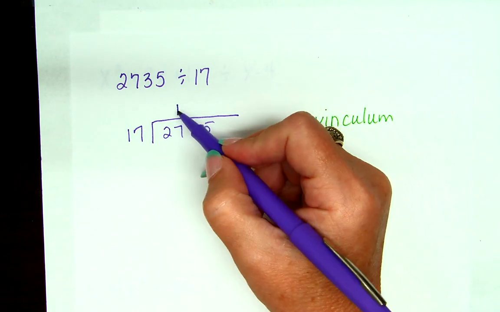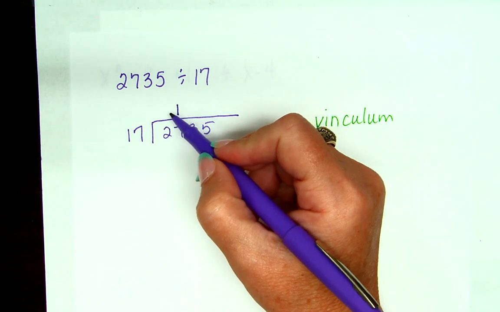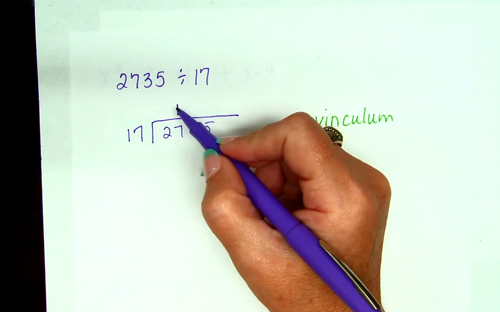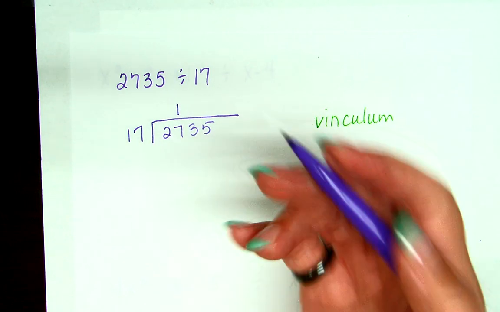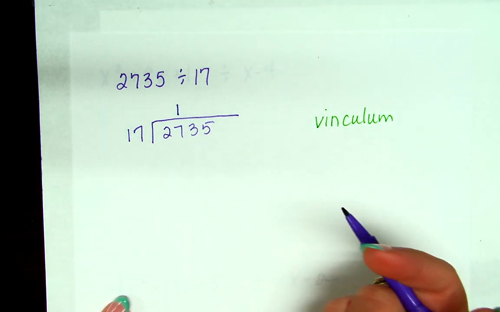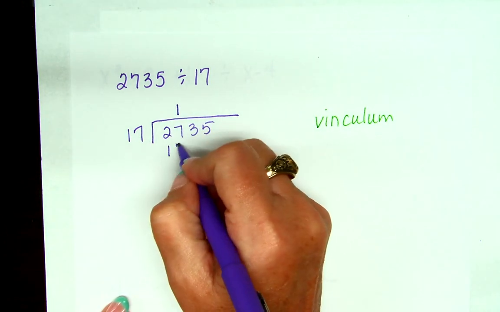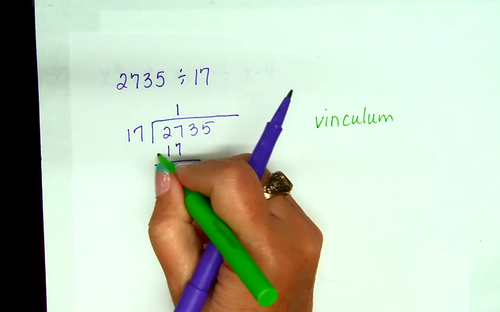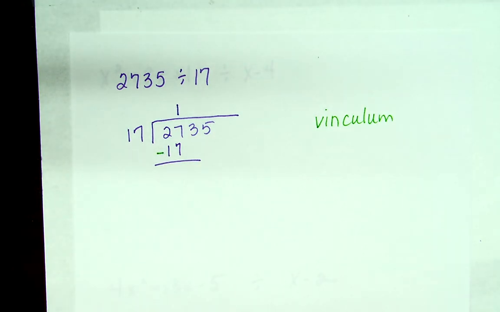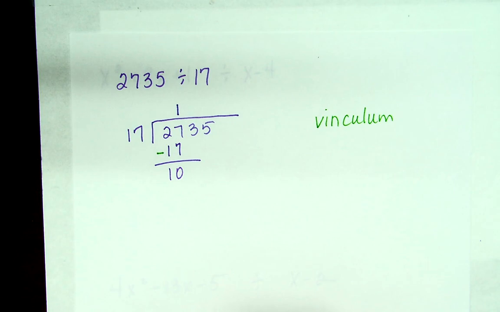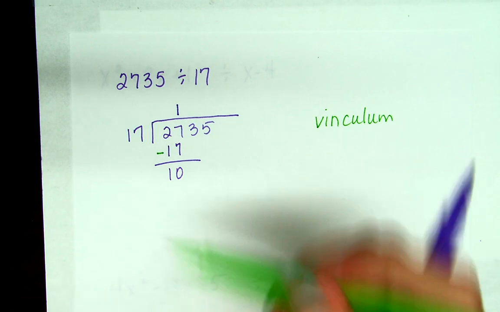Okay, now what do I do with this number? I multiply it, right? 1 times 17. And what do I get when I multiply 1 times 17? 17. And where do I put that number? Under the 27, right? And then what do I do with this number? Subtract. And now what? Actually subtract, right? And you get 10. So what from here? Bring down the 3.